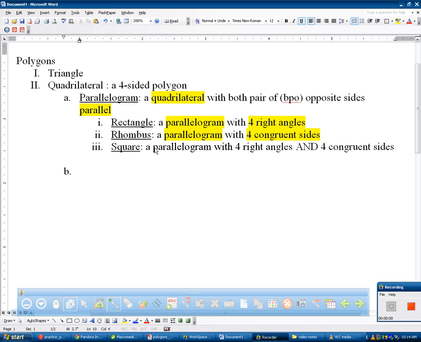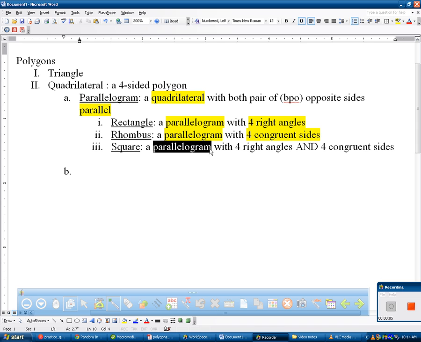Be sure to go back and highlight the important words for square. What is that? A parallelogram and what? Four right angles and four congruent sides. If you don't have that in your definition, it's just going to be bad for you the whole time. The next one is a what? Trapezoid.